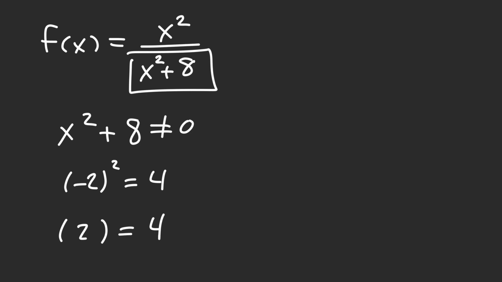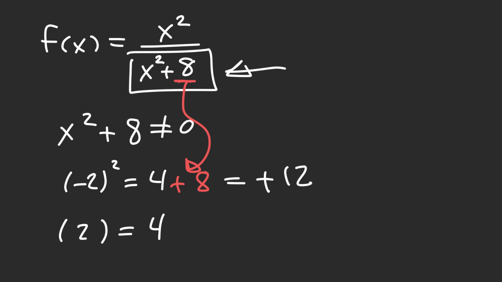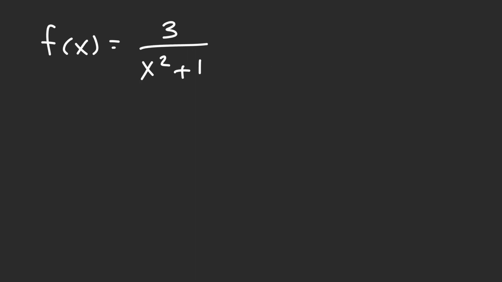So even if I added the 8 here, plus 8, I will still get a positive number, which is positive 12. This means the denominator will never be 0. So in this case, the domain for this question will be from minus infinity to positive infinity. Let us take one more example.